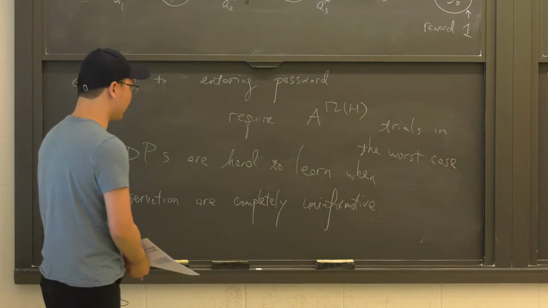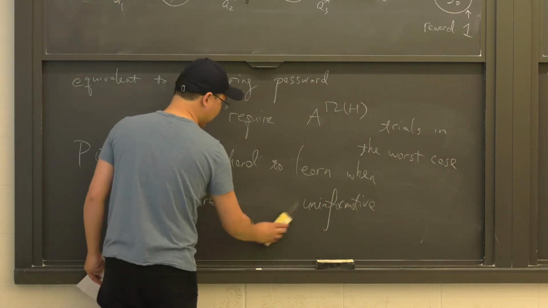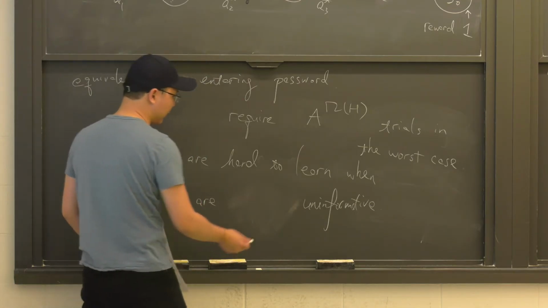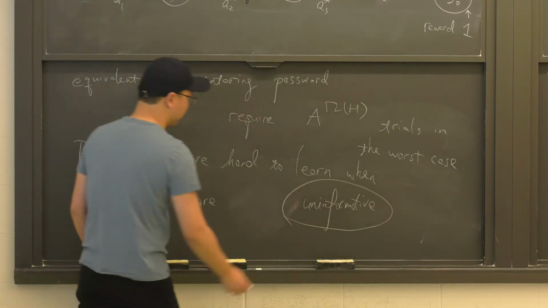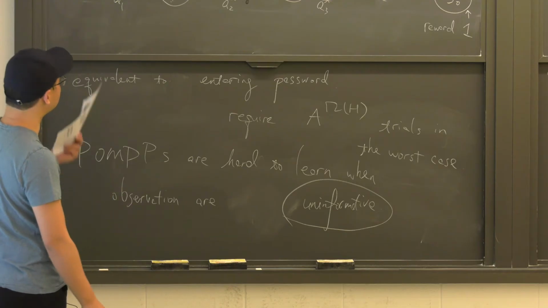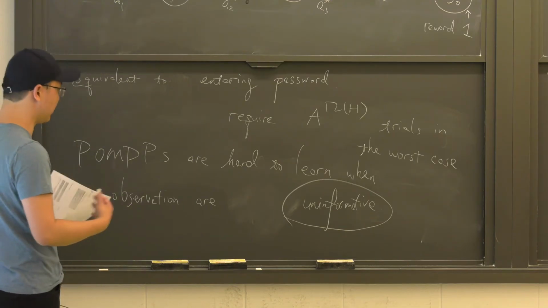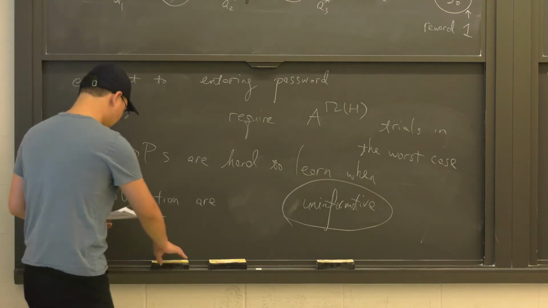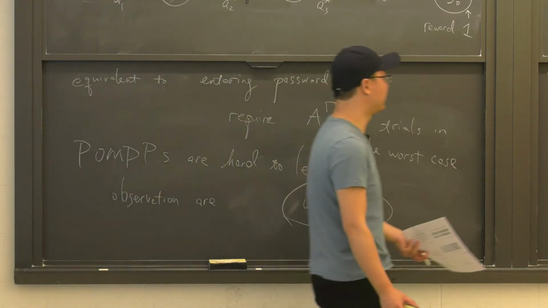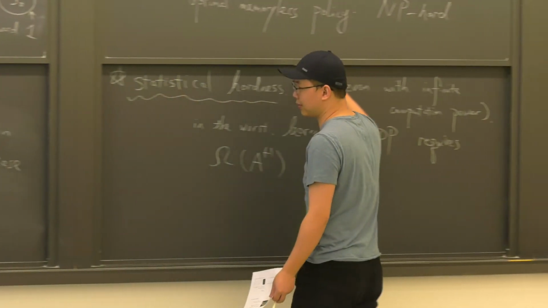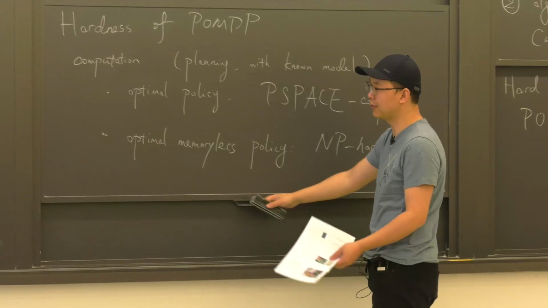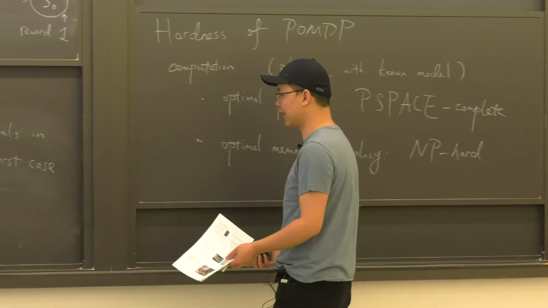Maybe we don't need completely uninformative. As long as the observations are uninformative about the two states, we can essentially embed this combinatorial lock into these two states, which makes this POMDP difficult. So we'll talk a little bit more about how we're going to use mathematics to quantify what we mean by uninformative and how we're going to get rid of this.